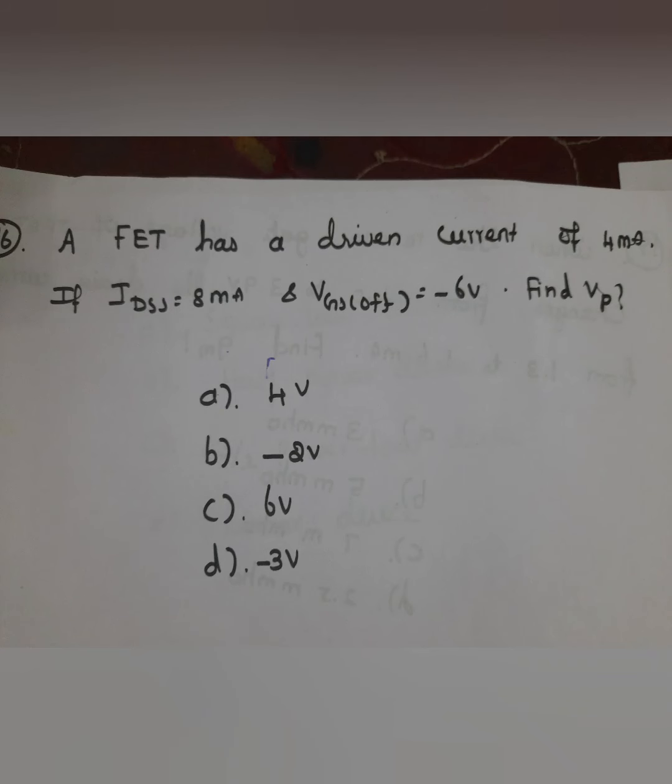16th question, a FET has a drain current of 4 milliamps if IDSS is equal to 8 milliamps and VGS off is equal to minus 6 volt. Find VP.